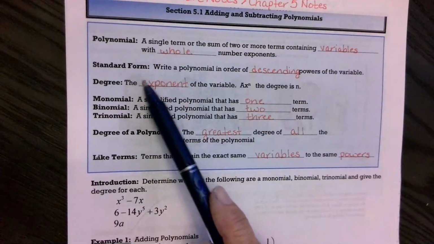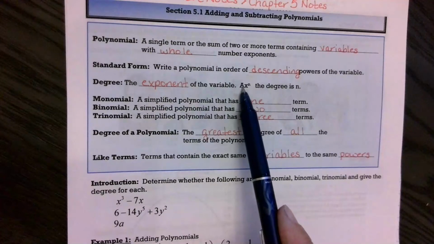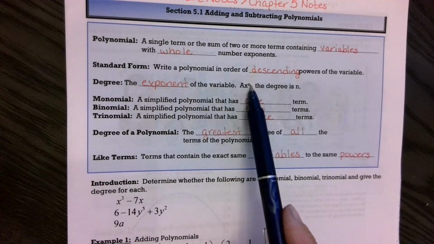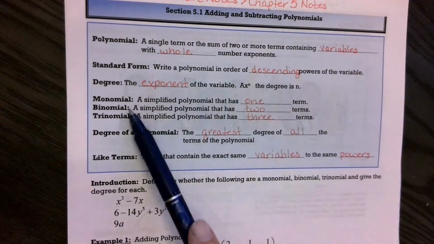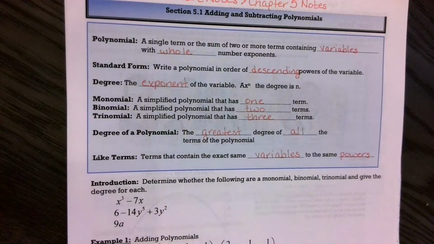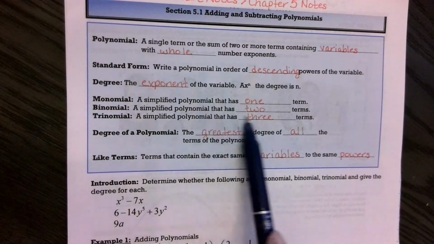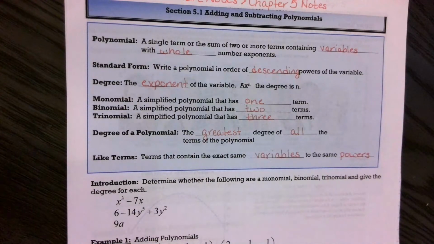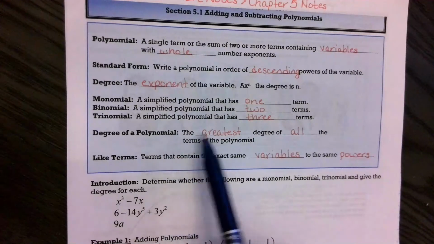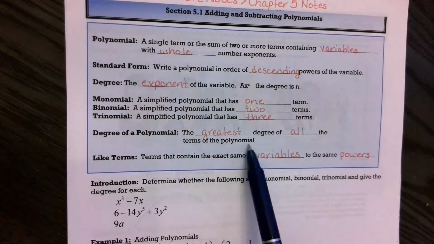The degree is the exponent of the variable. So if you had something like a, being some number, times x to some number n, the degree of this would be n, whatever that number happened to be. A monomial has exactly one term. A binomial has two terms, and a trinomial has three. Terms are separated by plus and minus signs, by the way. Degree of a polynomial is the greatest degree of all the terms of the polynomial.